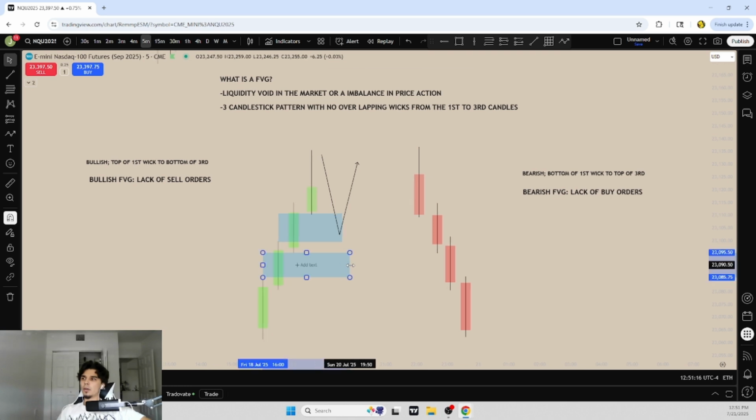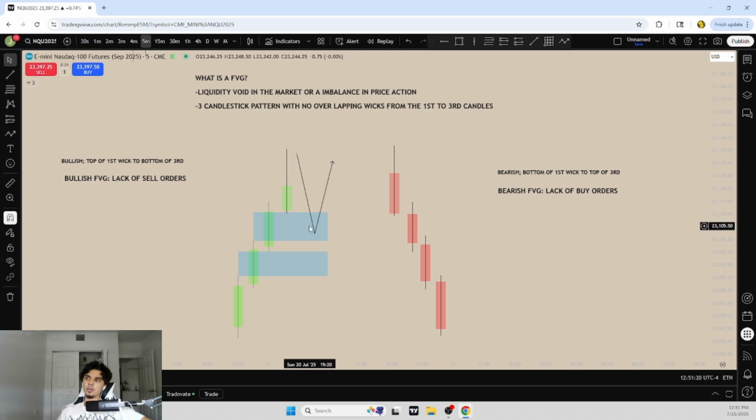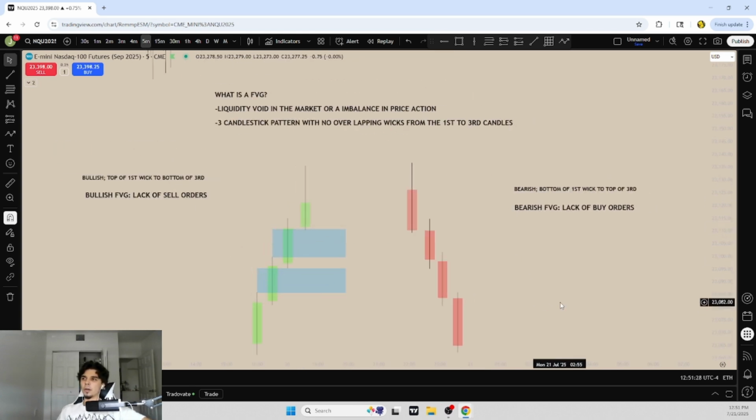Now, we don't react the same way out of every single fair value gap, especially if we have 2 stacked on top of each other. Maybe we want to come down here and touch this one and then go. Before we get into that, though, let's head on over to our bearish example.